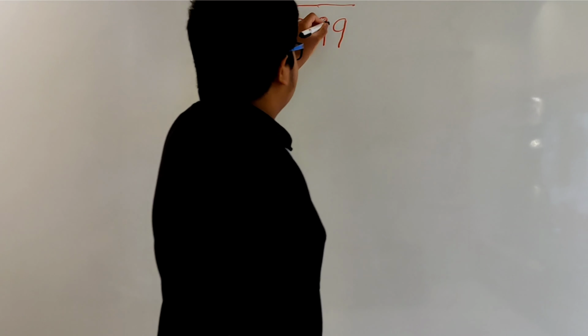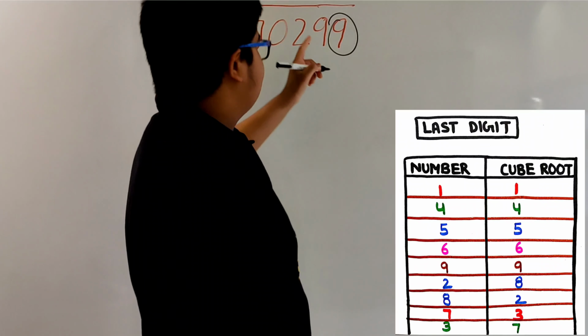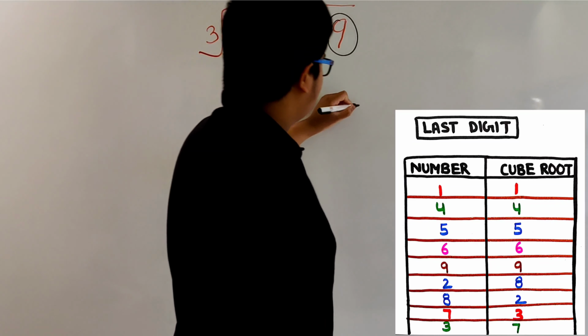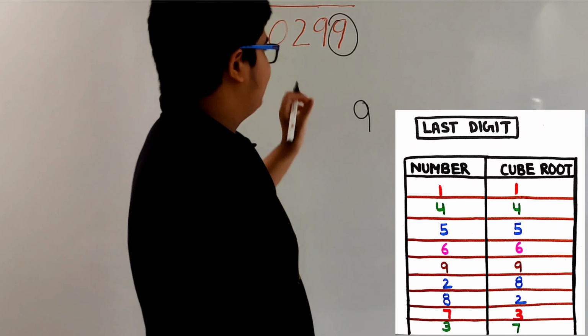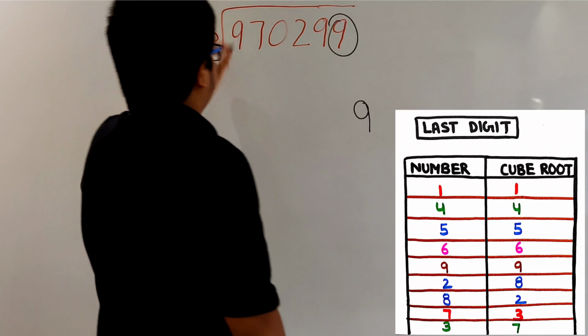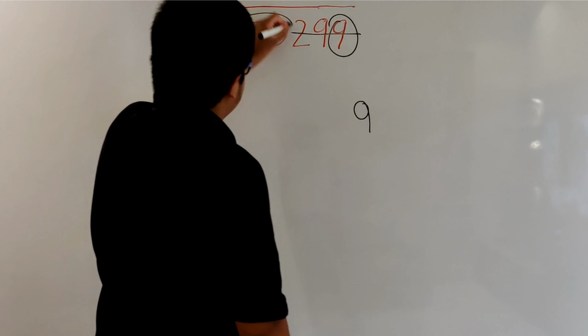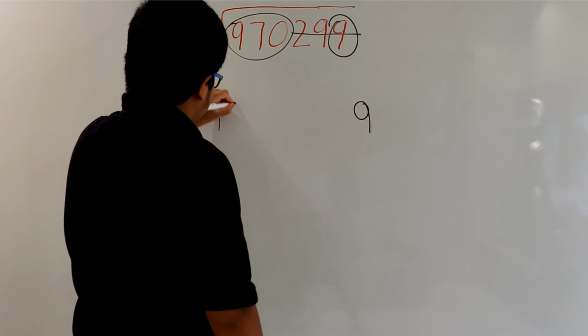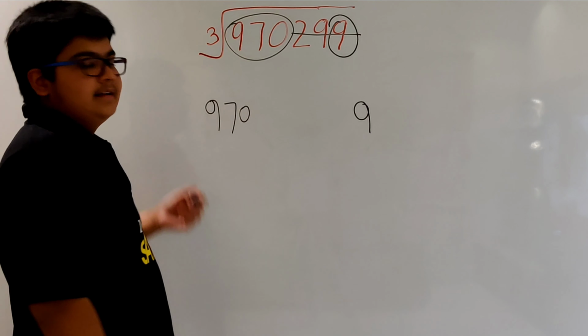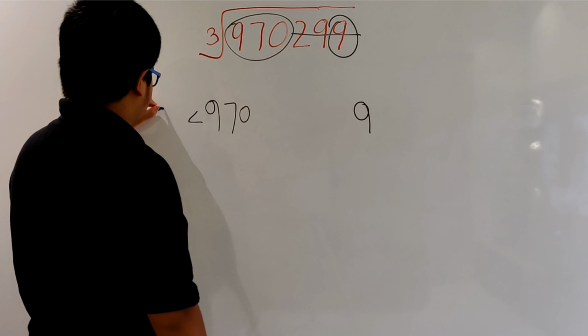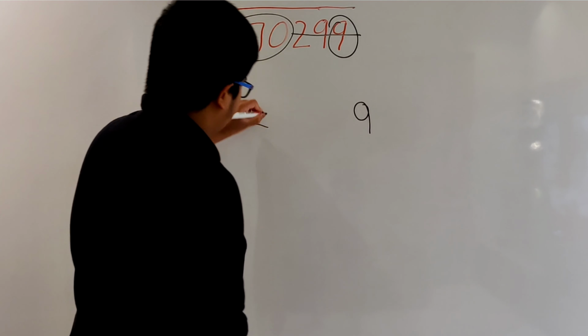So you just have to see the last digit. This is 9. As the last digit of the number is 9, the last digit of the cube root will also be 9 because it remains the same. You can check the table. Then ignore the last 3 digits. Take the other digits, which are 970. Check that this 970 is coming between the cubes of which two numbers. It is coming between 9 cube and 10 cube.